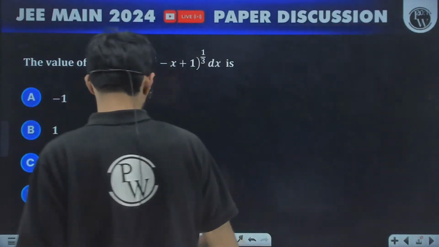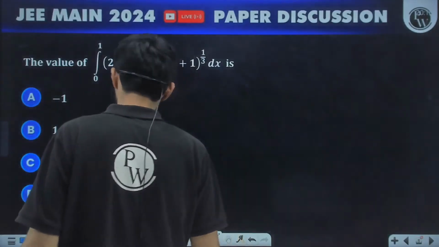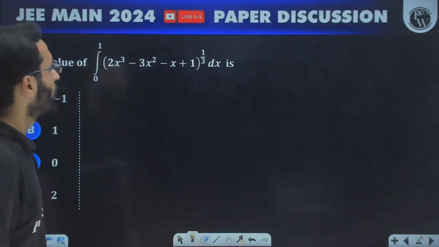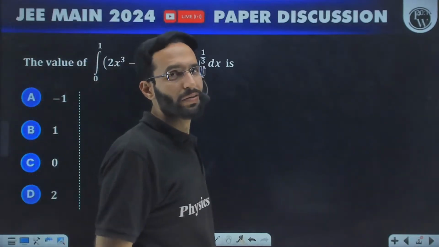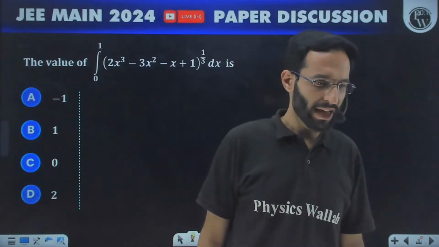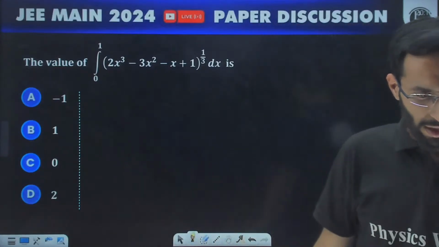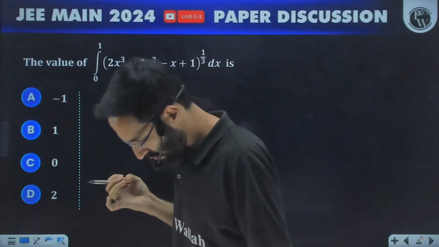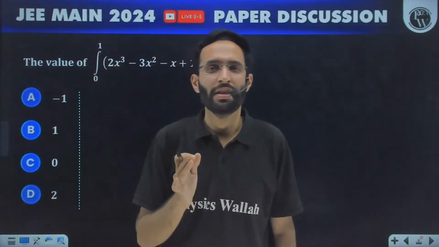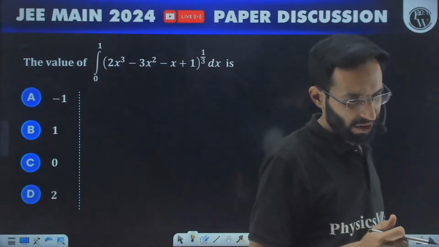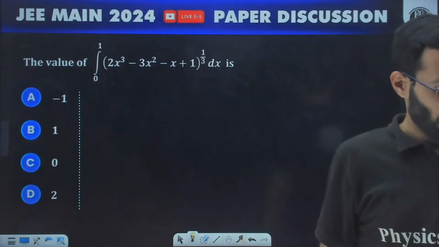Okay. See, this is a very nice question of integration. The value of this integral from 0 to 1 of (2x cube minus 3x square minus x plus 1) to the power 1 by 3. Can you solve this question of integration directly? No, right? Because here we are having power 1 by 3. If this whole could be reduced to a whole cube, then we could cut that 3 and yes, we could solve. But here, this is not that case. So how can we solve this?